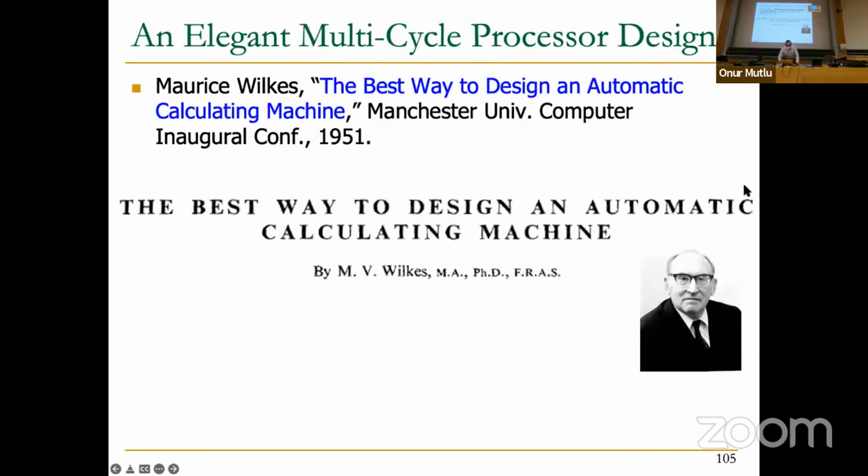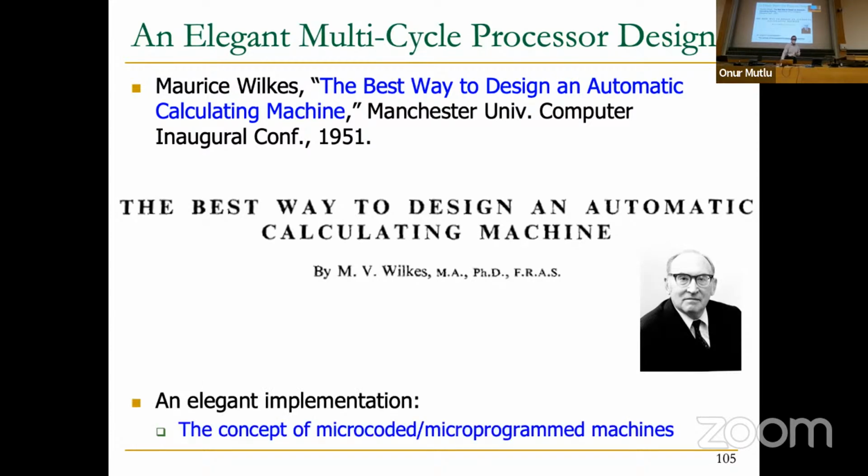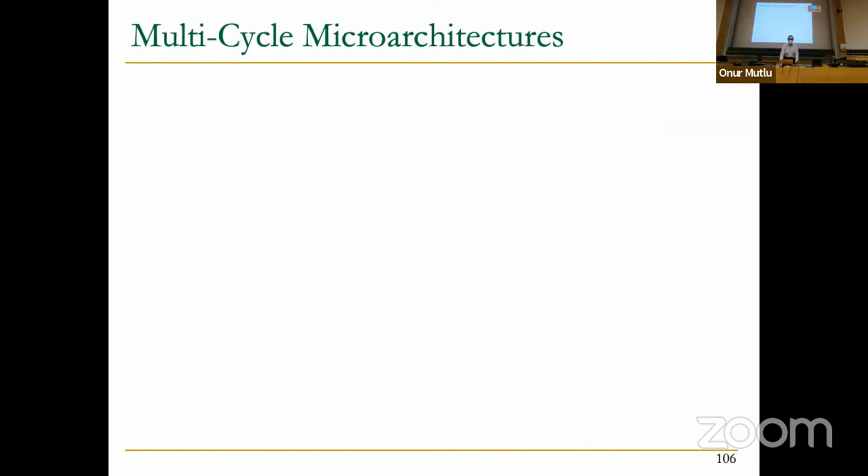So let's see the closer look. This is actually an old idea, and this is Maurice Wilkes, who was one of the earliest Turing Award winners, and he wrote this paper in 1951, as you can see. He called it the best way to design an automatic calculating machine, and it's a beautiful paper where he talks about this idea of multi-cycle machines and micro-programmed microarchitectures, essentially. And he talks about an elegant implementation of a machine, and we're going to talk about that essentially, at least a little bit more abstractly. Well, maybe a little bit more detail, but he also talks about some other things that we're not going to talk about. But basically, the idea is multi-cycle microarchitecture.